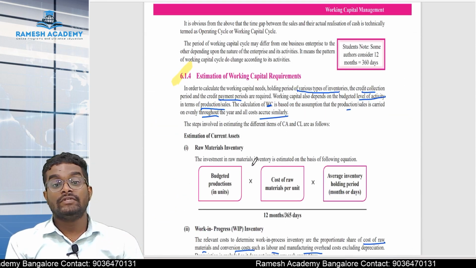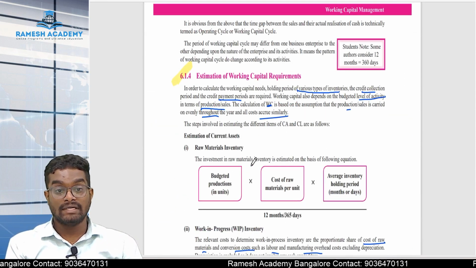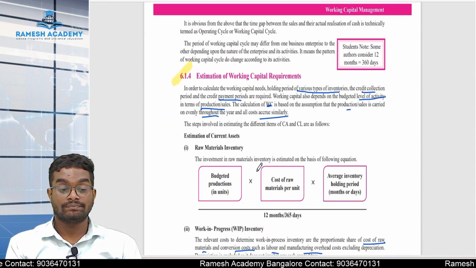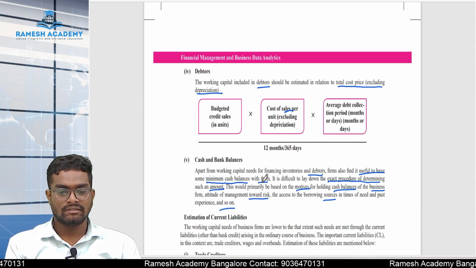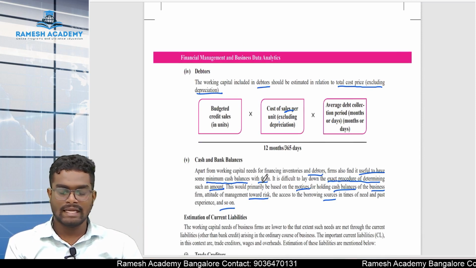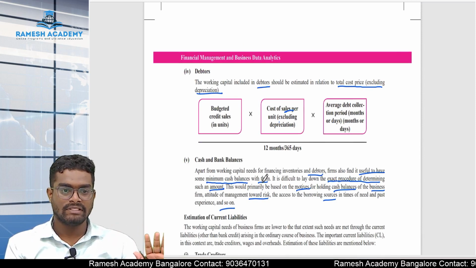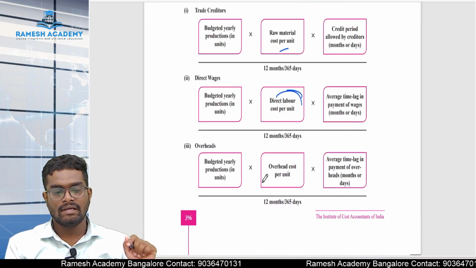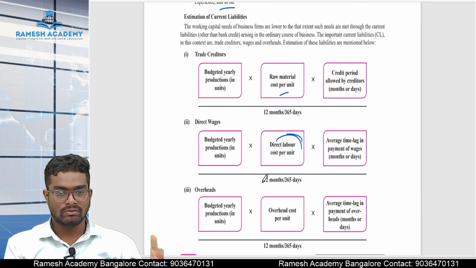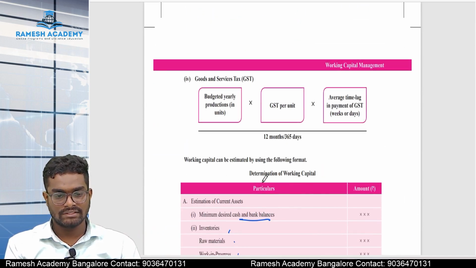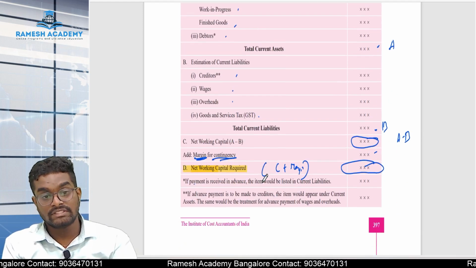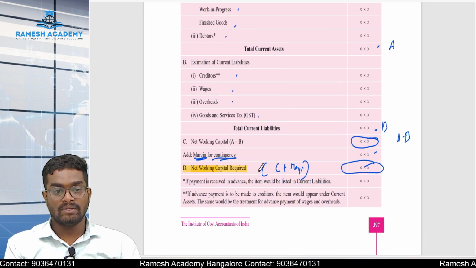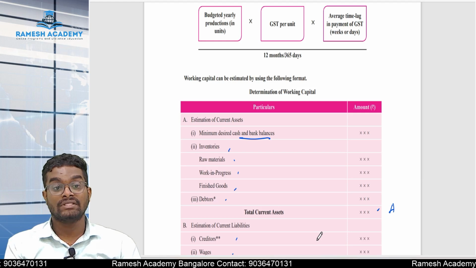Then we started with the estimation of working capital requirements. How do we estimate? We saw raw material, work in progress, finished goods and debtors in the case of current assets. Cash and bank balance will be given in the question based on the company's requirement. For current liabilities, we have trade creditors, direct wages, overheads and GST. Then we saw the format, how it should be done. In the next session, we'll start with the problems relating to the estimation of working capital.